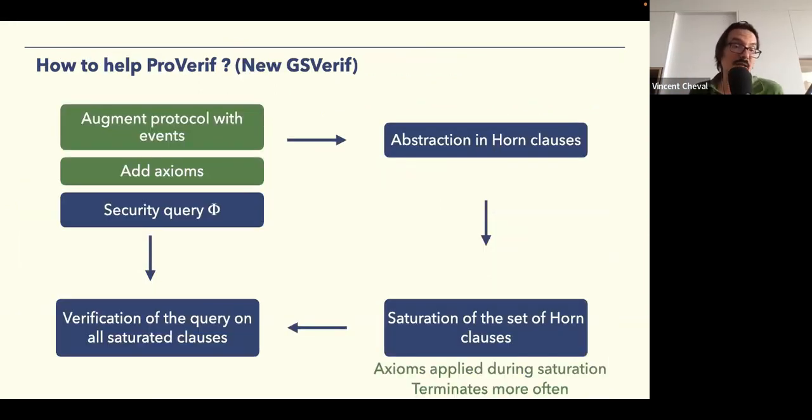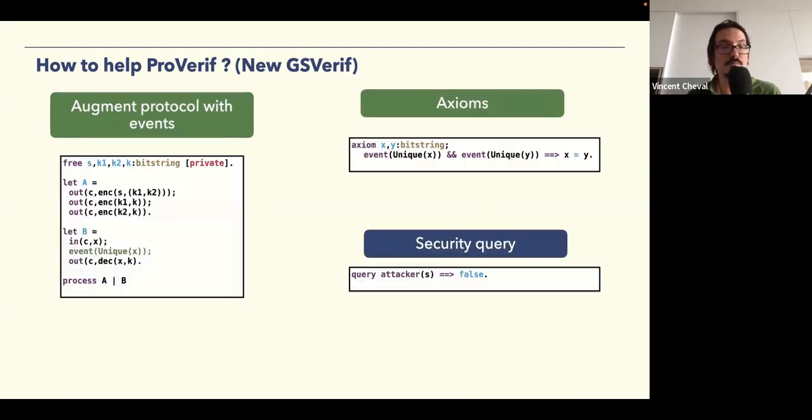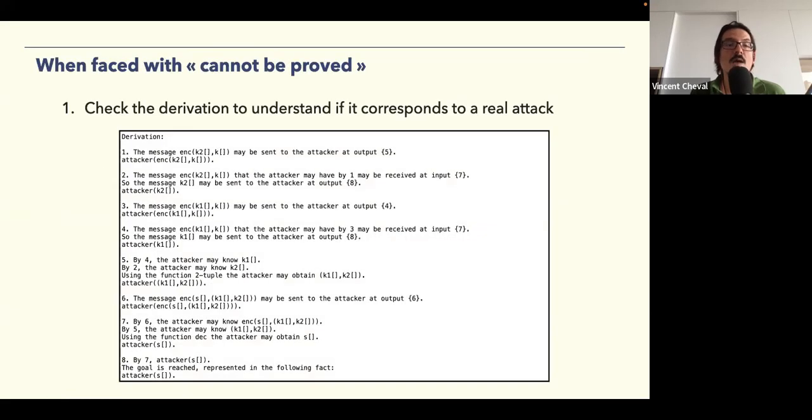So now, how do we help ProVerif in the new GSVerif? We augment the protocol with the same events as before, but now instead of modifying the query, we add axioms. And as I mentioned, those axioms are applied during the saturation, which allows it to terminate much more often. So if we come back to our example, now the axiom is exactly the logical statement that I gave you: unique X and unique Y implies X equal Y, okay? And the security query doesn't change.